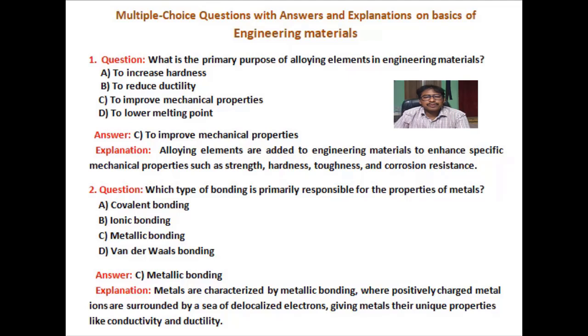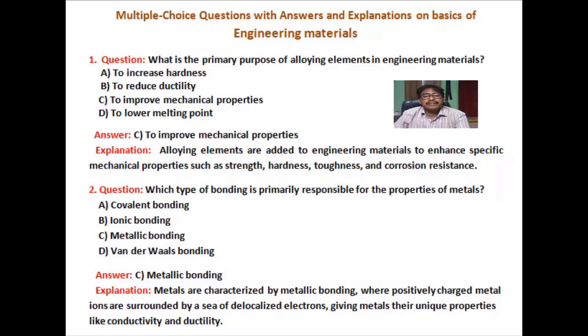Question 1: What is the primary purpose of alloying elements in engineering materials? A. To increase hardness. B. To reduce ductility. C. To improve mechanical properties. D. To lower melting point. Answer: C. To improve mechanical properties. Explanation: Alloying elements are added to engineering materials to enhance specific mechanical properties such as strength, hardness, toughness, and corrosion resistance.